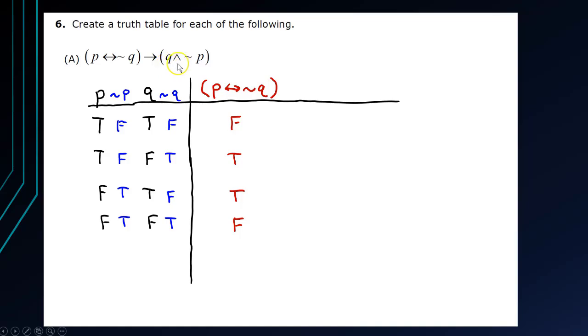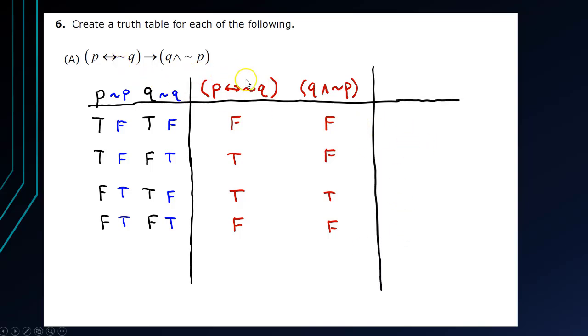When I look at Q and not P, so I'm looking at these two inner columns, the AND, the intersection here, indicates that it's only going to be true when both are true at the same time. So in this third instance, this is going to be true. For the rest, it's going to be false. So I'm going to have false, false, true, false.